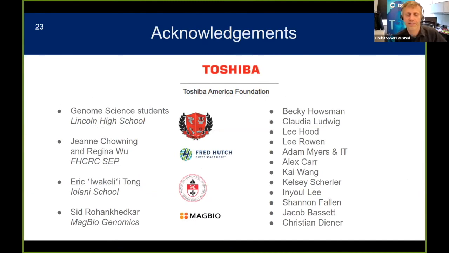All right, I'd like to thank some of the people that helped us out with this. First, of course, we needed Toshiba. We're very thankful for their contribution to purchase equipment and reagents. I want to thank all of the genome science students who participated. It was great working with them. Jeannie Chowning and Regina Wood at the Fred Hutchinson Cancer Research Center Science Education Partnership provided some loaner materials and reagents for testing different extraction protocols. We also got some materials from Mag Biogenomics and some good advice from Eric Tong at a high school in Hawaii. On the right is a number of ISB scientists who provided consulting or materials for testing different methods.